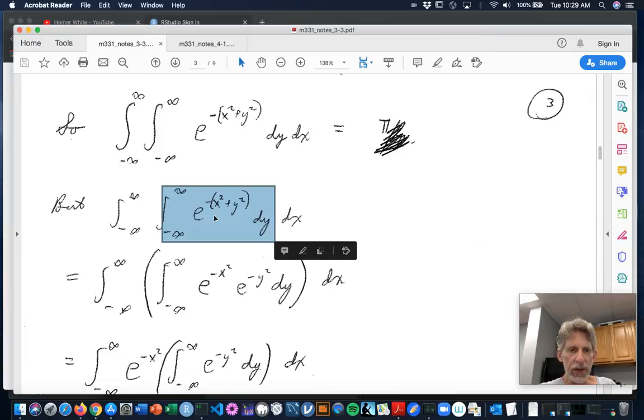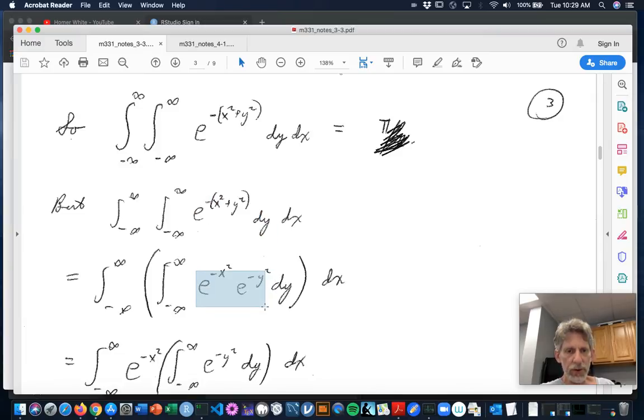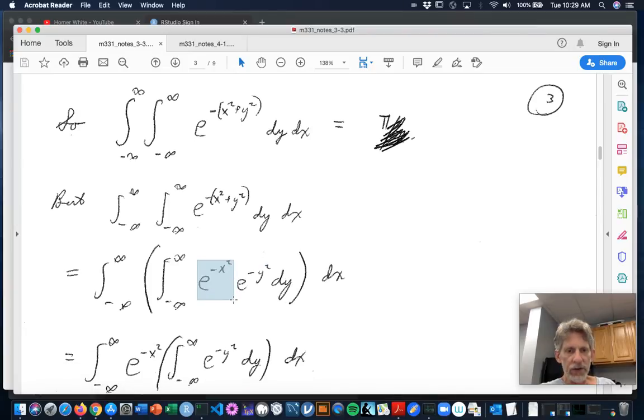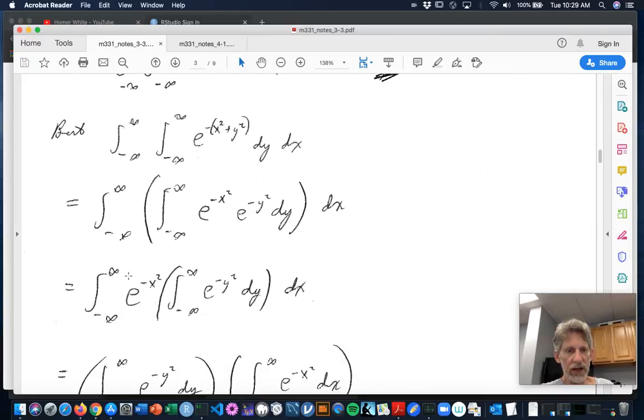So I think about that one a little bit, and I realize, well, I could use a property of exponents to separate things out like this. And as far as y is concerned, e to the minus x squared is a constant. So we could factor it outside of that integral sign. I'd be left with this.